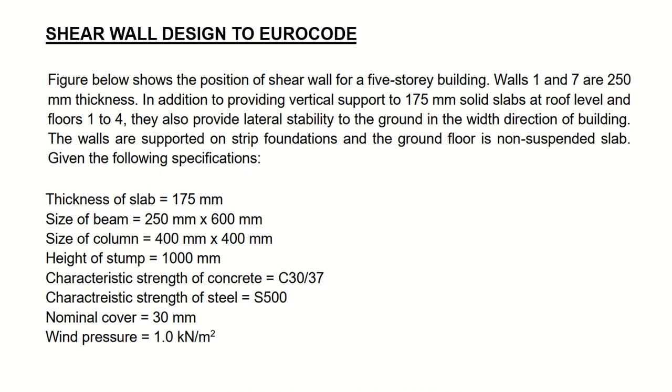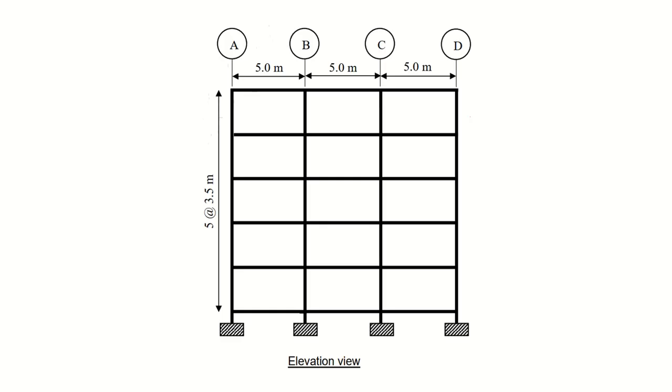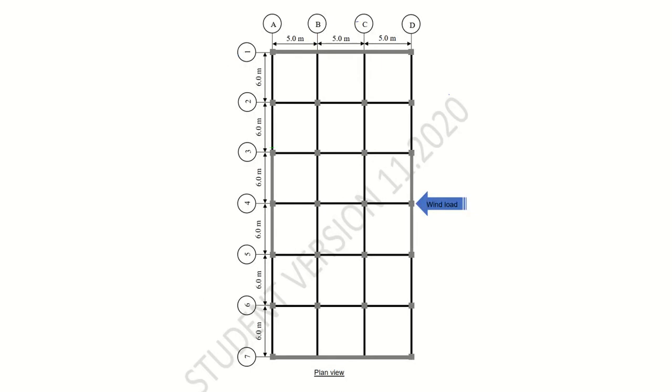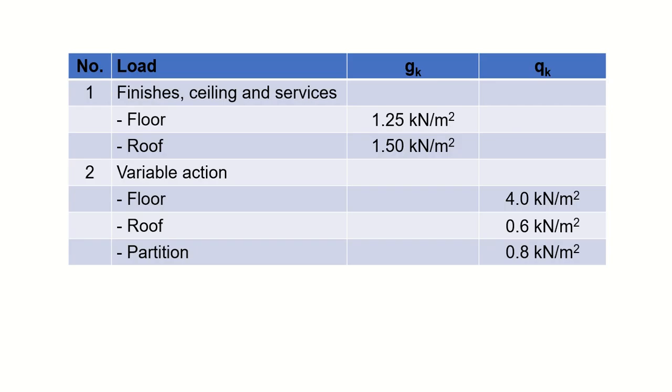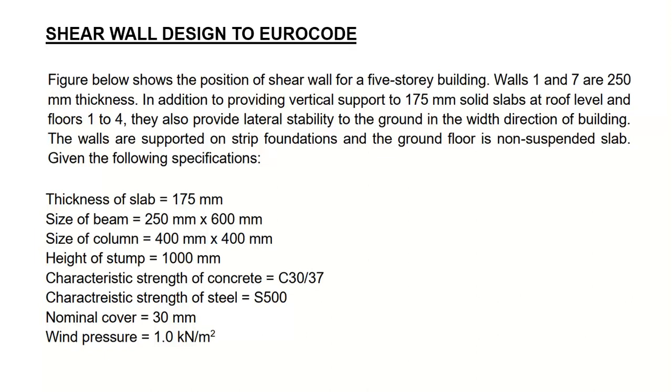The figure below shows the position of shear wall for a 5-story building. So you have a 5-story building. Let's look at the figure. This is the elevation view of your building, and this is the plan view. Walls 1 and 7 are 250 mm in thickness.